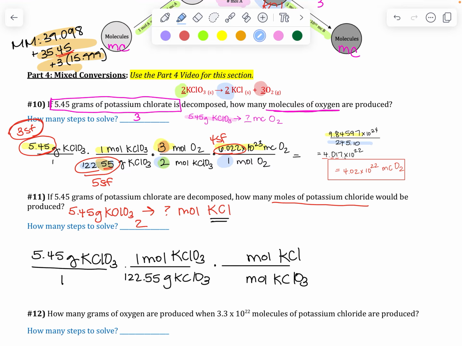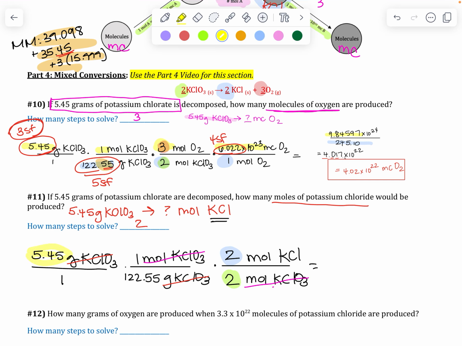values for that mole ratio from our reaction. So we're going to have 2 moles of potassium chloride for every 2 moles of potassium chlorate, like that. And we don't need to simplify these ratios by seeing that 2 to 2. That will simplify out in our work. And then we can go through, our units cancel: grams of potassium chlorate, moles of potassium chlorate, moles of potassium chlorate, and we can do that math.